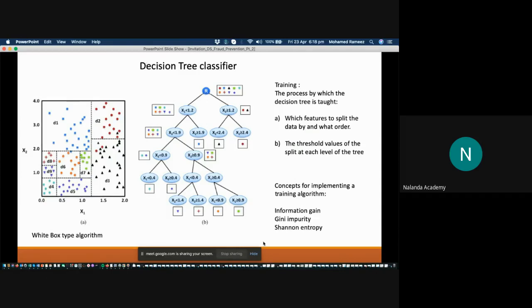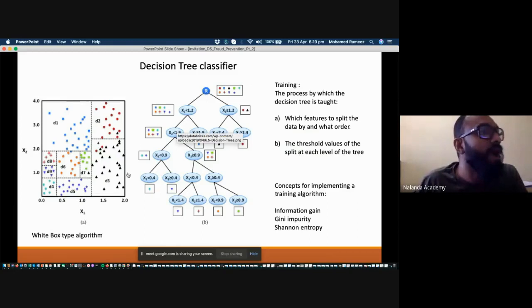decision tree. The process of training a decision tree is the process by which you decide on various aspects of this tree. This tree is already well defined, but the training is the process by which you define this tree, which is which features to split the data by and in what order. So here we have chosen that X1 is the feature you will go with first, and that X2 is the feature you will go with second, and then you have additional layers with X2 alone. And that is a decision to be made while training your decision tree.